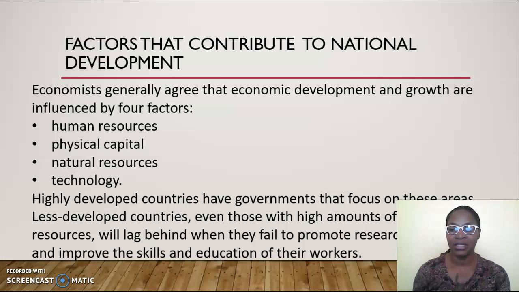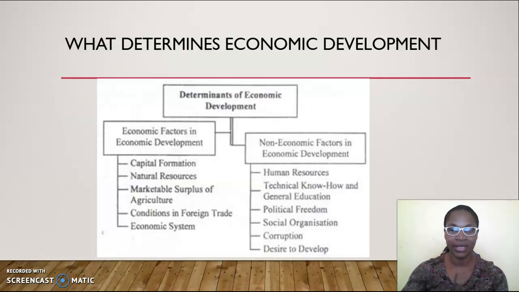And finally, technology. So the level of technology, the exposure to technology, the knowledge of technology, the use of technology, of course, in a technological age such as this, in the 21st century, will impact and have a direct relation to how developed our economy is. So any country that is going to be developed has to focus on these four things that I have mentioned. Now here is a picture of a diagram that pretty much summarizes what I had just said.